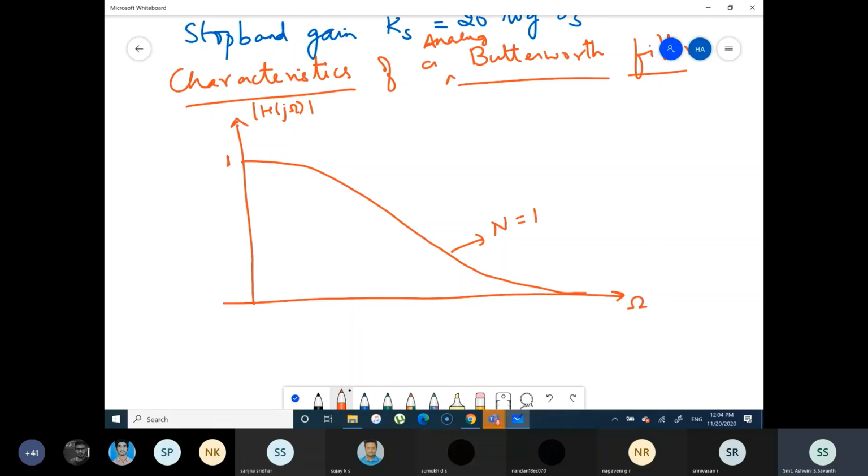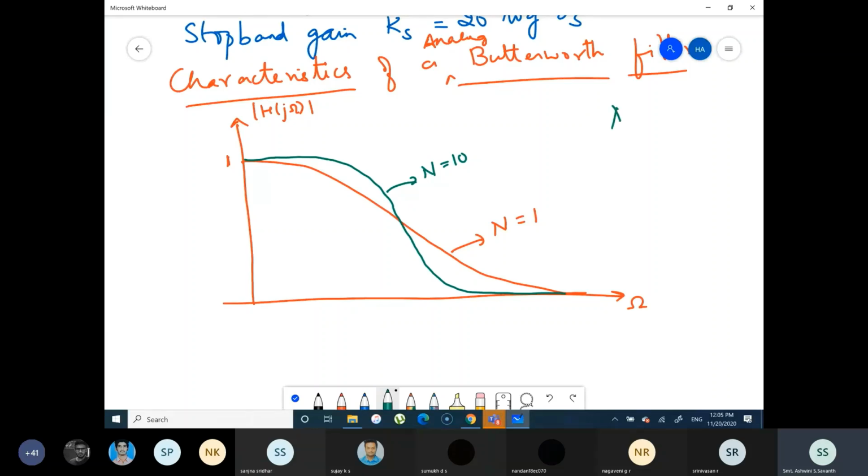As the order of the filter increases, the transition band becomes steeper. So for n equals 10, if I draw a Butterworth filter, it would be something like this. This is for an order 10 filter. As the order of the filter increases, the transition band becomes narrower. It becomes a steep transition from the pass band to the stop band. There are no ripples in a Butterworth filter in the pass band and the stop band.